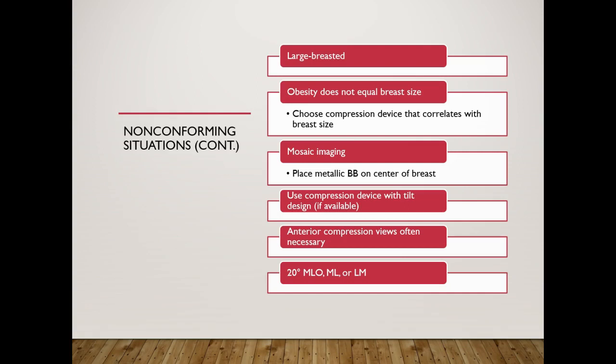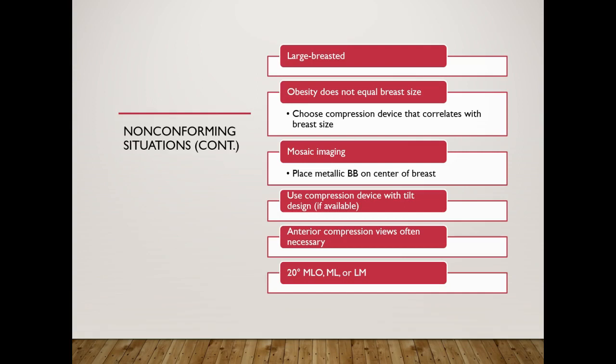Often you may need to do what we call mosaic imaging or tiling of the breast, and that is where you're going to take sections of the breast. It may take 2, it may take 3. Sometimes there could be instances where it takes more, but you always want to make sure that you have a center of orientation. And here they're recommending a BB placed at the center of the breast.